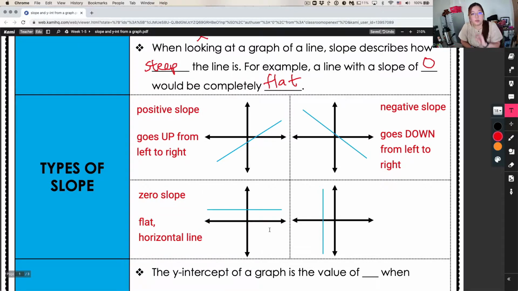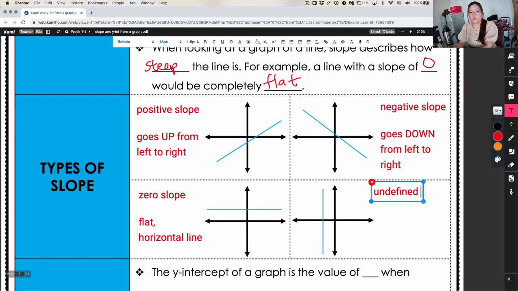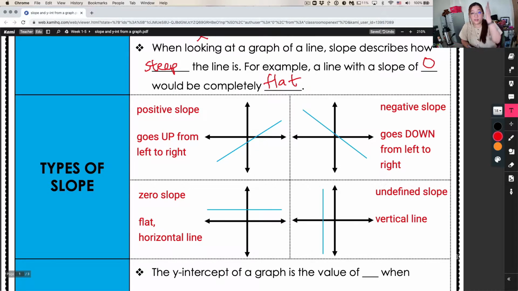The slope is 0. Okay. Now this one, this is a vertical line. This is what we call undefined slope. This is a vertical line, straight up and down. Remember when I said straight up and down would be the ultimate steepness? Like if you fall off a cliff that is that steep, you're just going to go straight down.